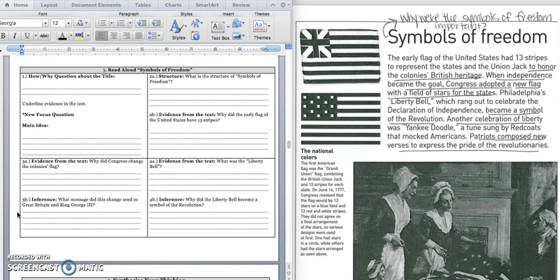Go ahead and turn the page, and we're in our Civil War text on the page that says Symbols of Freedom. And that is page 38 and 39.